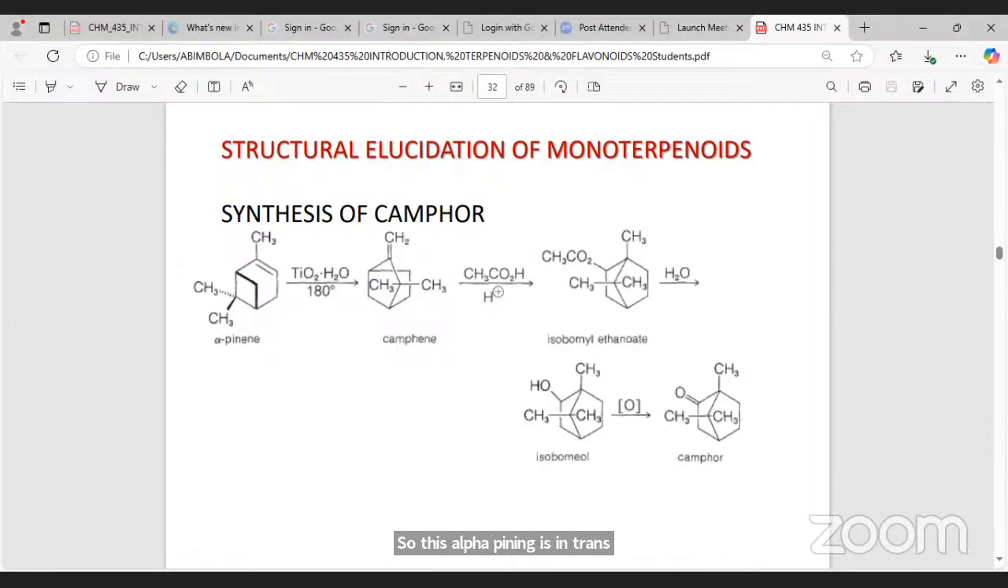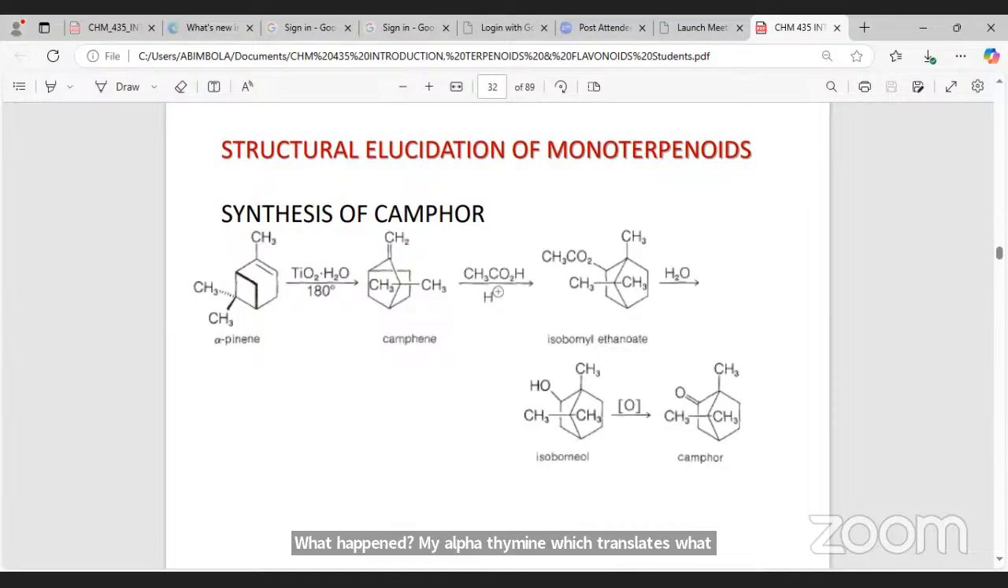Now, the first reaction that occurs is with hydrated titanium oxide, meaning that this titanium oxide that's supposed to be in powder is not in powder anymore. There is water in it. So this is hydrated titanium oxide being heated at a very high temperature of 180. What happened? My alpha pinene will be converted to what? Camphene.